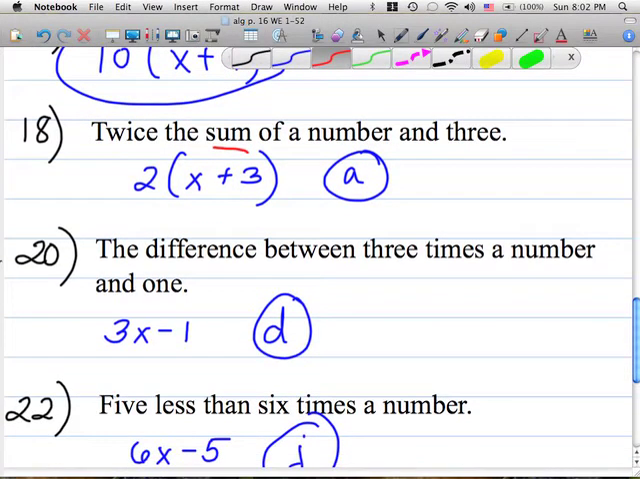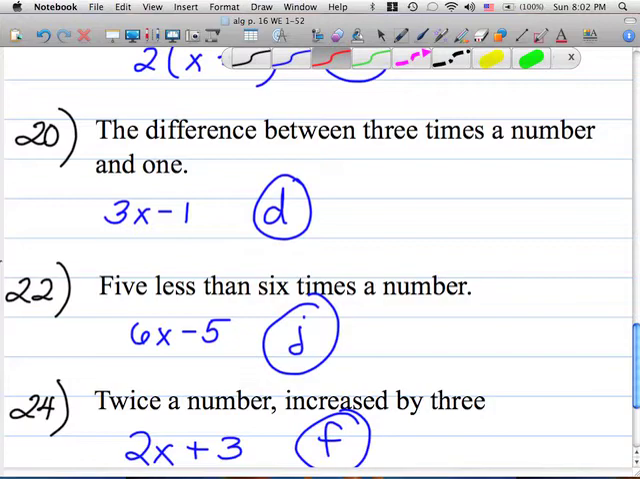Number 20, the difference between 3 times a number and 1. So I'm not doing anything to the difference, so I don't need parentheses. So it'd be 3 times a number, 3x. Difference means minus 1. And looking through the list, I can find that D matches what I came up with.